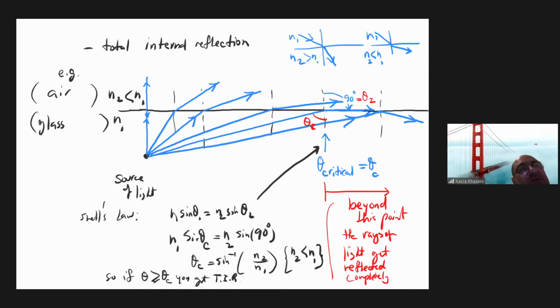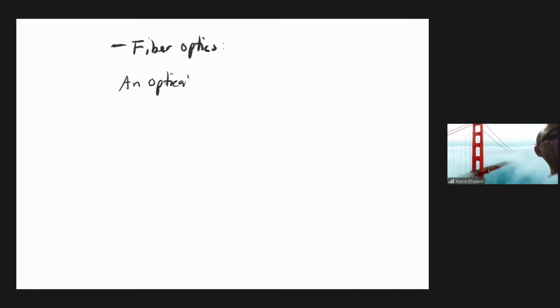All right, so what is this good for? If this angle is this large or larger, the interface between these two materials with two indices acts like a complete mirror. It acts like a real mirror. So what is that good for? Here. Fiber optics. Okay, an optical fiber works on this principle. So how does this work? Here we go.